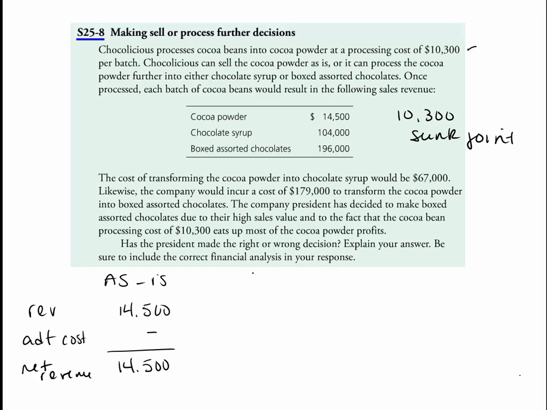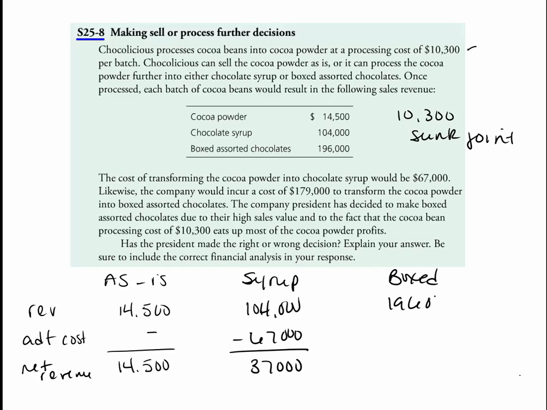If I sell it as syrup, my revenue will be $104,000. I will incur additional costs of $67,000. So that will be a net profit of $37,000. And if I sell it as boxed chocolates, my revenue will be up to $196,000, but my cost will go up by $179,000. So that has a net of $17,000. So really, the syrup is the most profitable one. That will increase your net revenue by more than selling it as is or selling it in boxed chocolates.